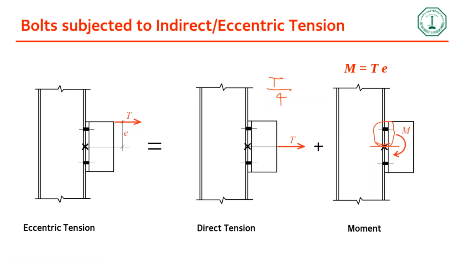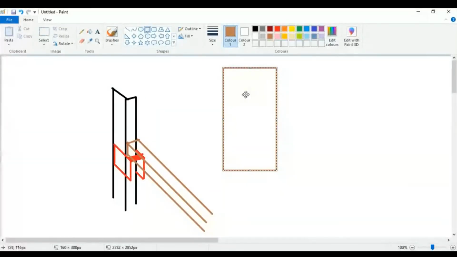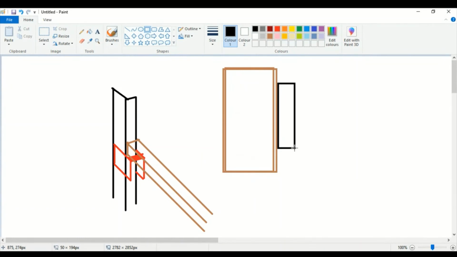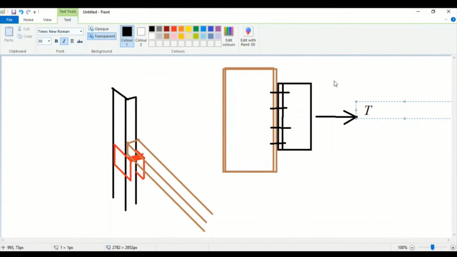Okay, Doctor. Clear. Yeah, I'll just make this clear. Suppose this is like a W shape, and then you have say a WT here. And there is a direct tension. This direct tension, suppose there are like say 4 bolts on each. There are 2 lines, so we have a total of 8 bolts. Each bolt will be subjected to a tension of T over 8.